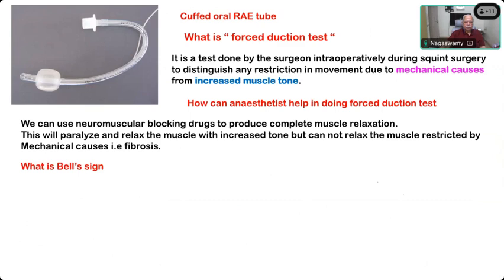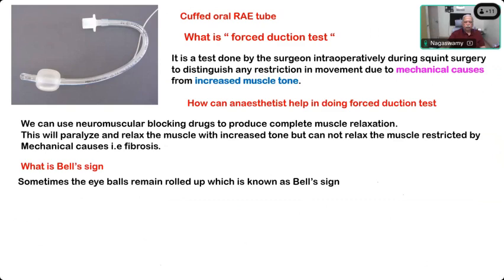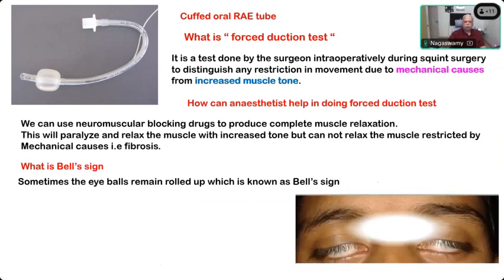What is Bell sign? Upward rolling of the eyeball. Correct. Sometimes the eyeballs may remain rolled up, which is known as Bell sign. This is how the eyeball will roll up during surgery. So how do you correct this? How do you get out of this problem?